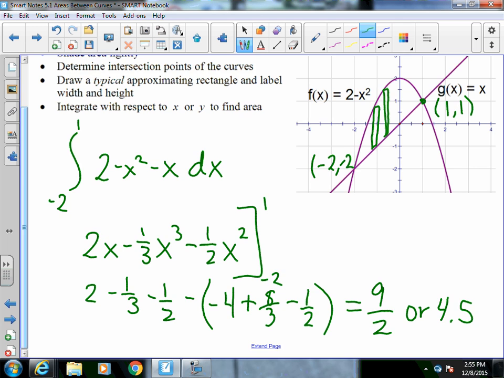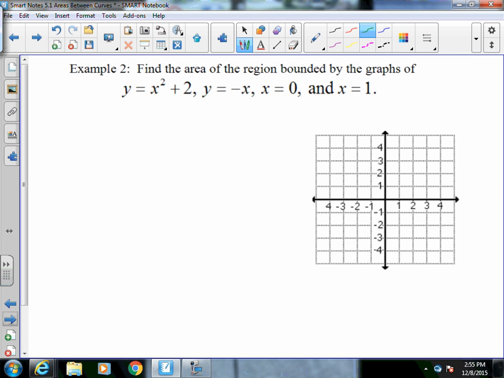Now, let's try another one. This one says find the area of the region bounded by the graphs of y equals x squared plus 2, which is a parabola that is moved up 2, so you should roughly know what that looks like. Y equals -x, which goes through 0 and has a slope of -1. If you're not sure what these graphs look like, you might need to go back to chapter 1, section 1.2, we learned about some graphs, and 1.3 we learned about some transformations. And they also say from x equals 0, which is a vertical line, and x equals 1.